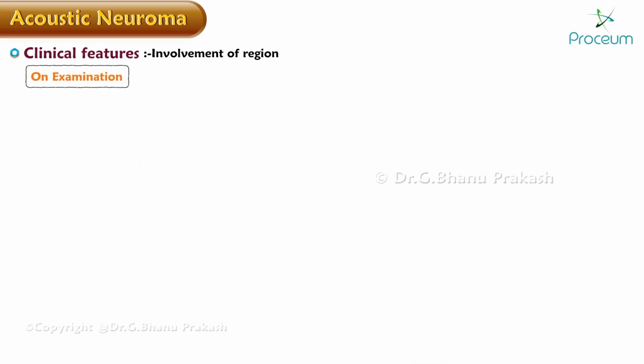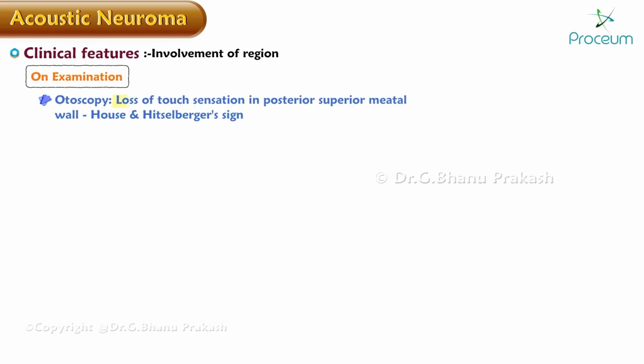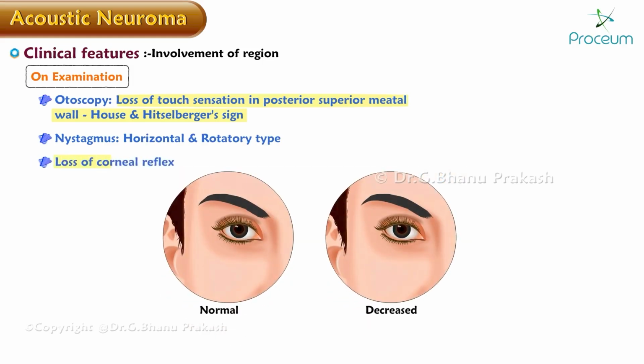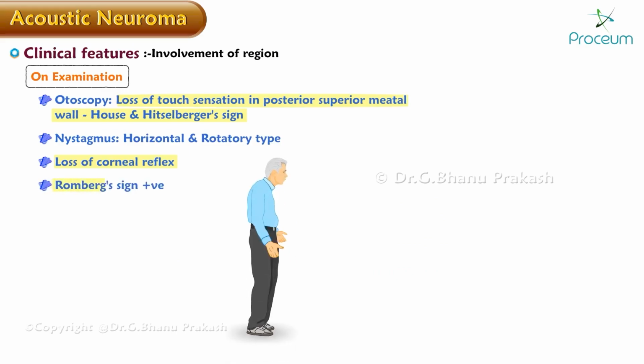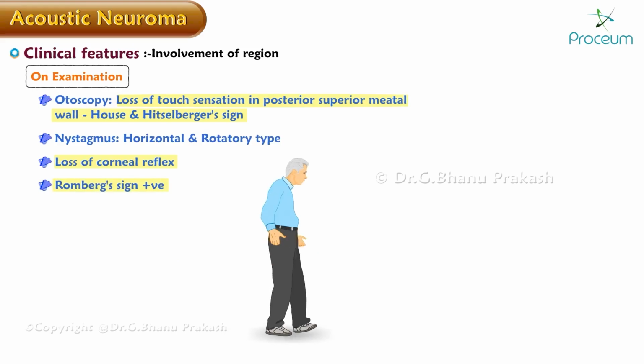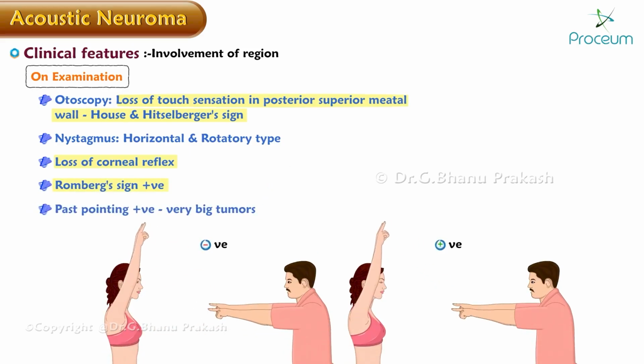On examination. 1. Otoscopy. There is loss of touch sensation in the posterior superior medial wall in some cases, known as House and Hitselberger sign. 2. Nystagmus is horizontal and rotary type. 3. There is a loss of corneal reflex. When a wisp of cotton is placed on the cornea, there is no response seen. 4. Romberg sign is positive, that is, there's a tendency to fall to the affected side. 5. Past pointing is positive in very big tumors.